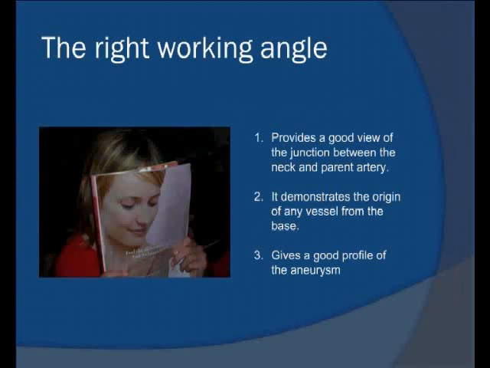The next thing is having a right working angle. Why is the right working angle important? It provides a good view of the junction between the neck and the parent artery, which is crucial. It is extremely important for us, because without it you can end up allowing coils to prolapse into the main vessel. It demonstrates the origin of any vessel from the base. We talked about it. It also gives us a good profile of the aneurysm, which is again an important issue, because without that you cannot know whether the aneurysm is going into the fundus or into the pseudoaneurysm.